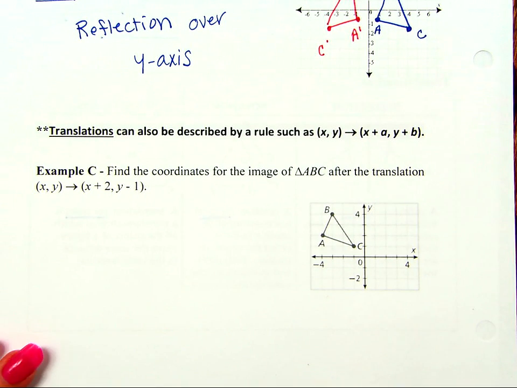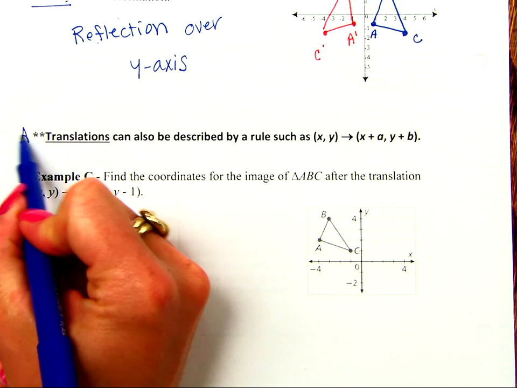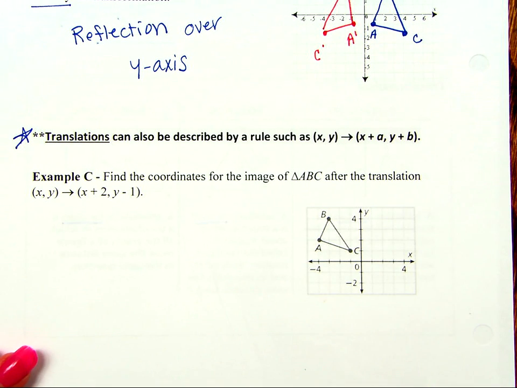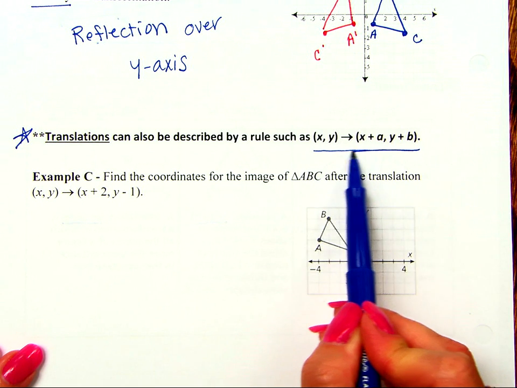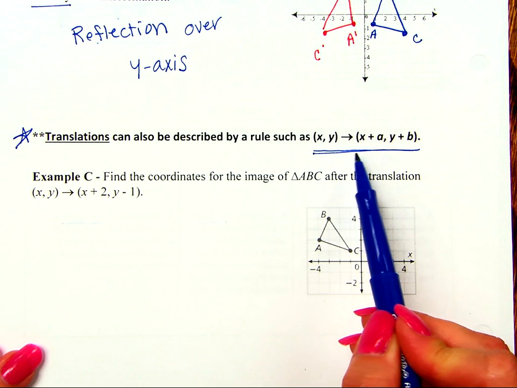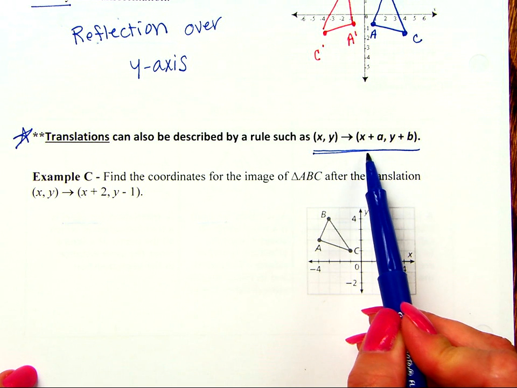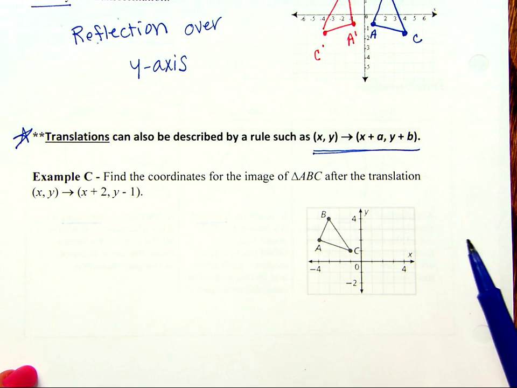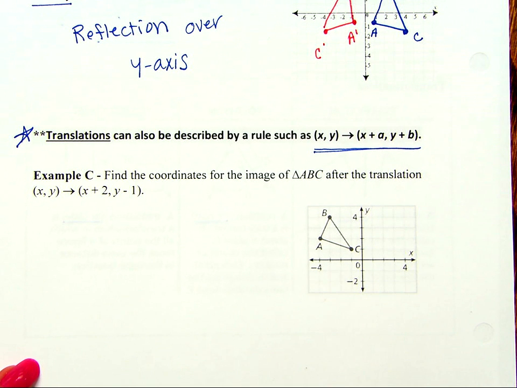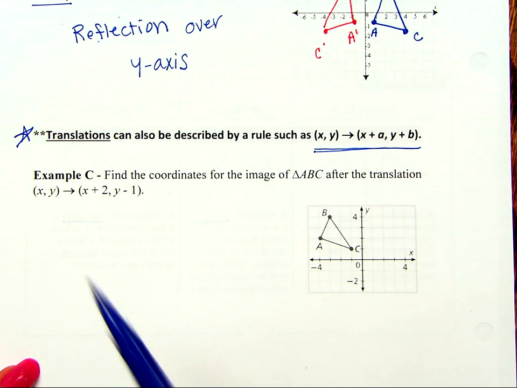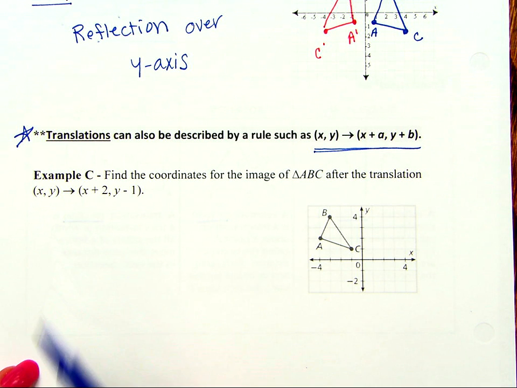Finally, you'll see in the middle of the page this starred note that translations can be described by a rule in this form, where my point (x, y) maps to (x plus a, y plus b). And we would be substituting numbers in for our a and our b. So when we take a look at example C, they have given me my triangle ABC, and they say we have a translation of (x, y) mapping to (x plus 2, y plus 1).